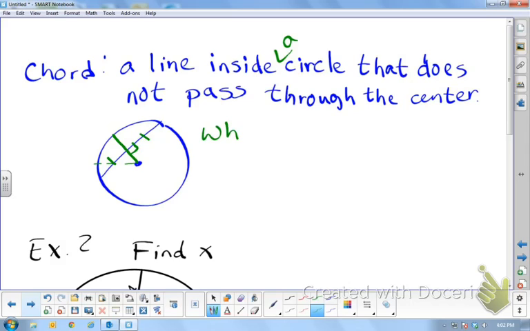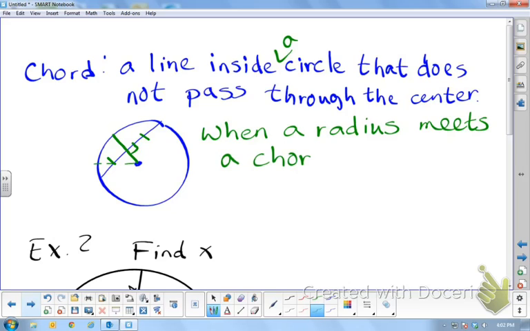So when a radius meets a chord at a 90-degree angle, the chord is cut in half.